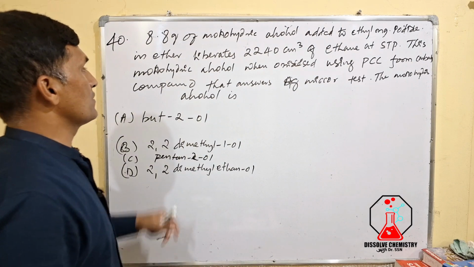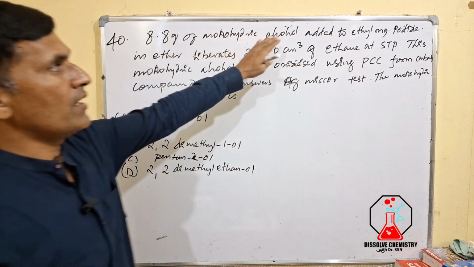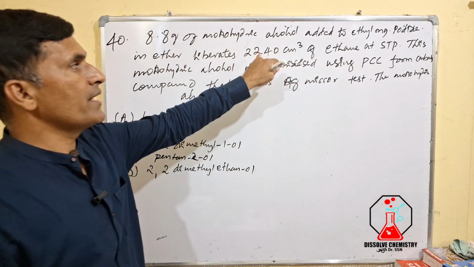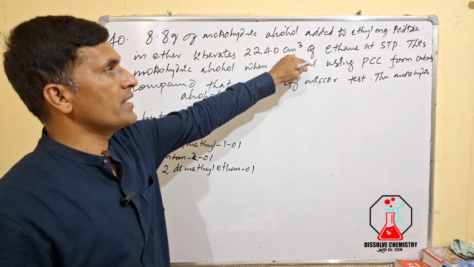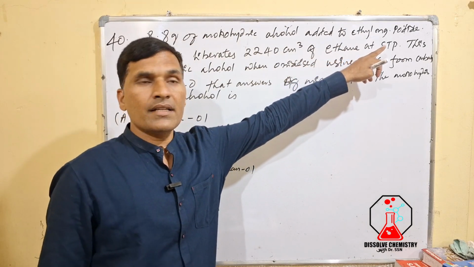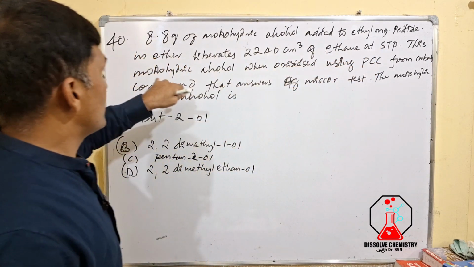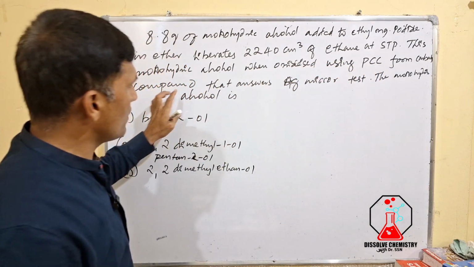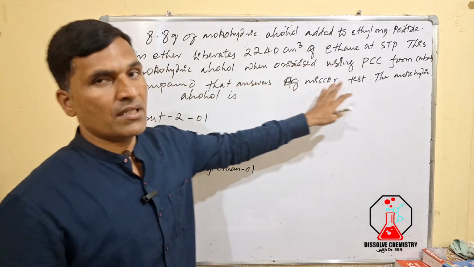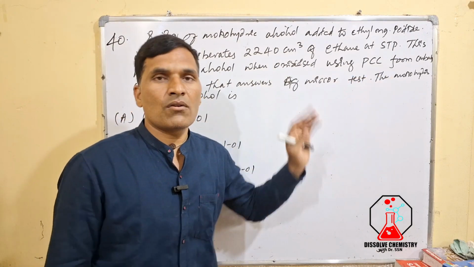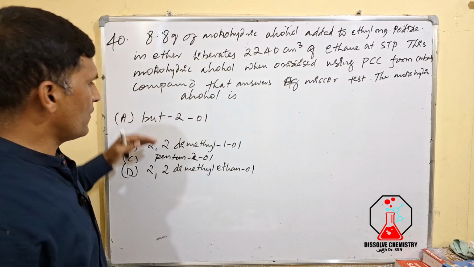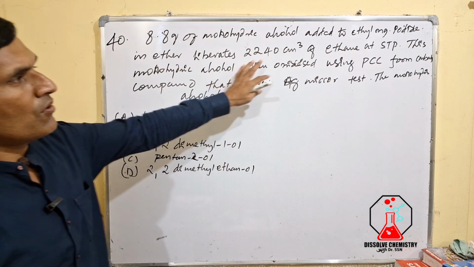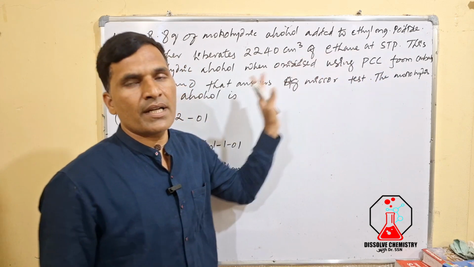Okay, let us go into this. 8.8 gram of monohydric alcohol added to ethyl magnesium iodide in ether liberates 2240 cubic centimeter of ethane gas at standard temperature and pressure. This monohydric alcohol, when oxidized using PCC, forms a carbonyl compound that answers the silver mirror test. The monohydric alcohol is, okay, the following options are given. One thing you should remember: when that alcohol is oxidized with PCC, you are going to get a carbonyl compound.